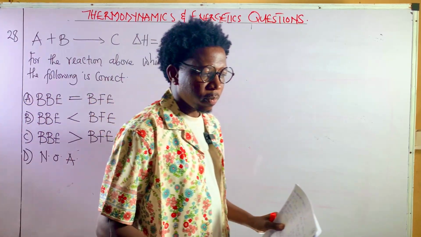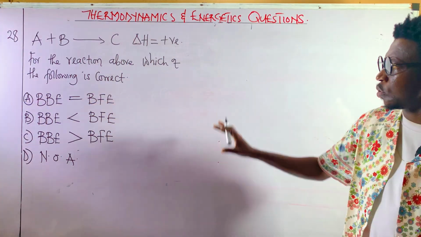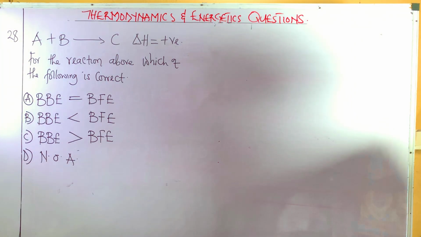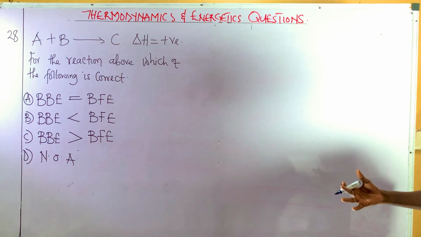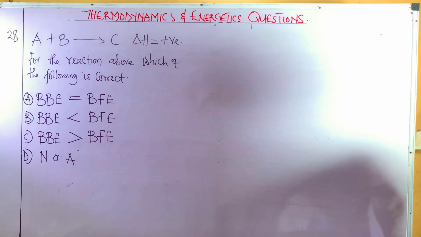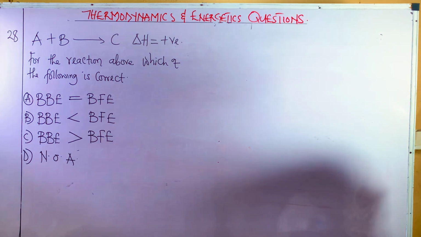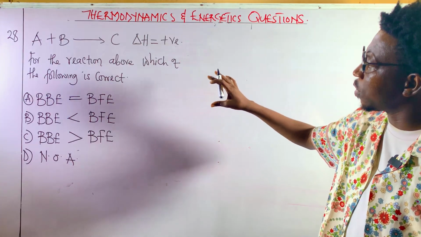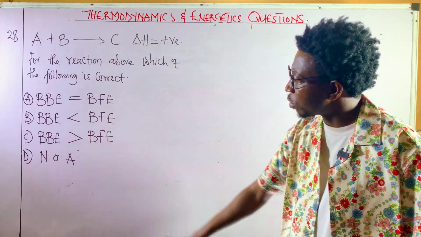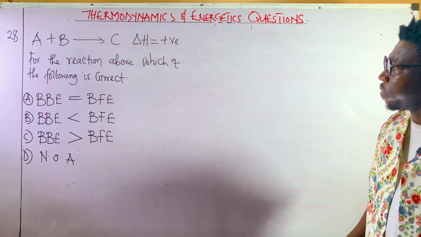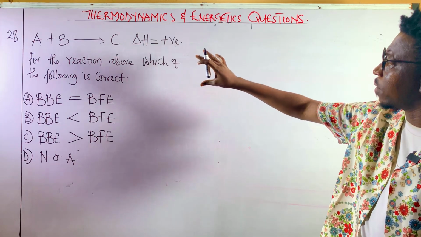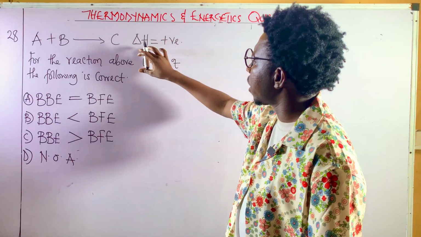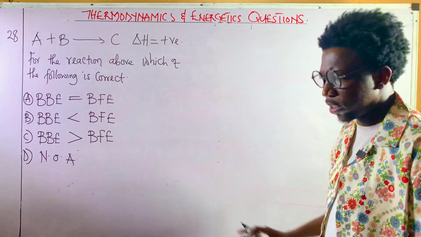Now, hope you're still with your writing material. So you put down this question on your notes. Try to answer the question and watch me explain and see if you are correct. Now, in this question, we're given an equation and they said which of these options is correct. Now, this reaction is an endothermic reaction. For the overall reaction, delta H for the reaction is positive.